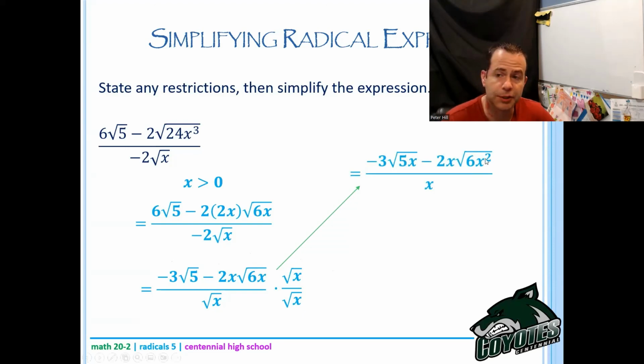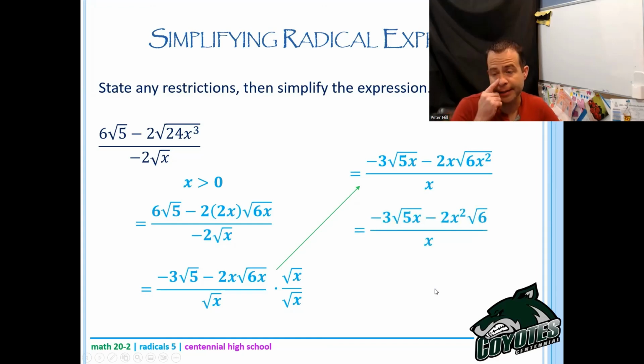So then we'll just keep working on cleaning this up. The root of x squared would be x. So then I'll have an x on the outside. So this will become negative 2x squared. Okay, and then that's all I can do there. Okay, everything is as simple as I can make it.